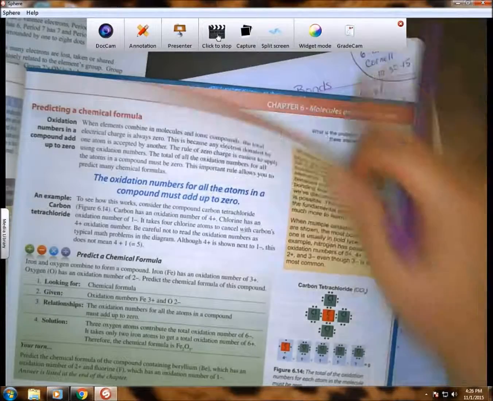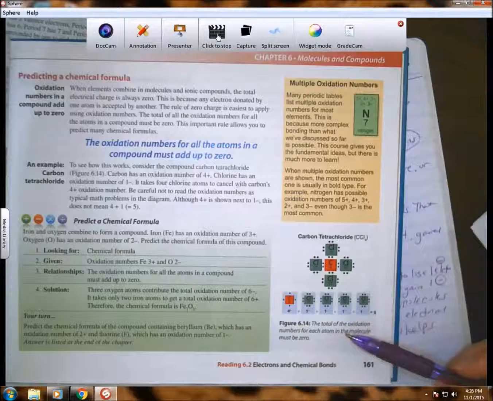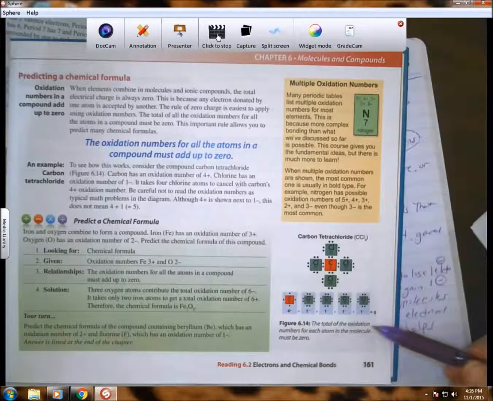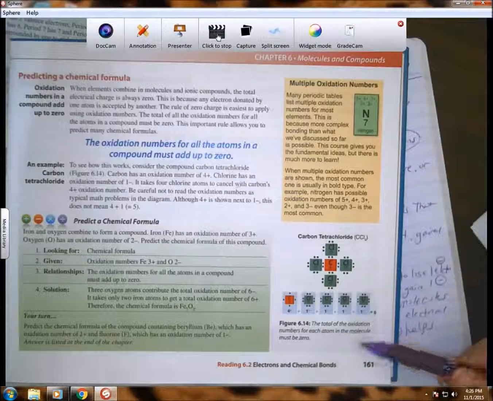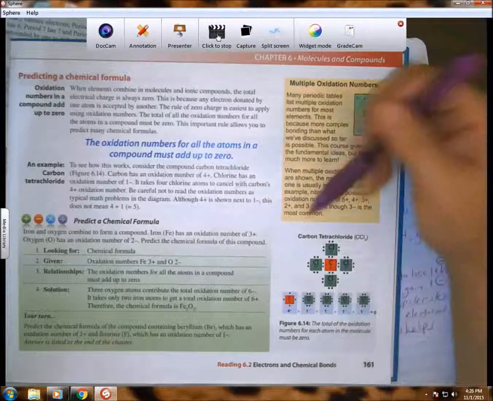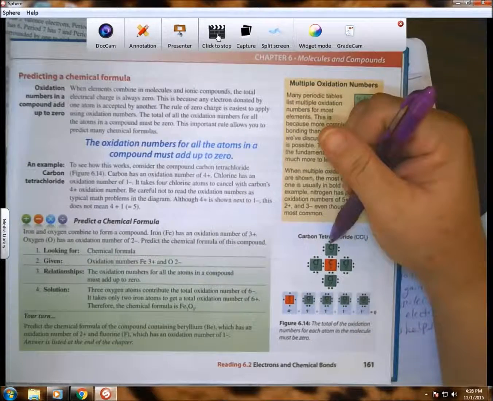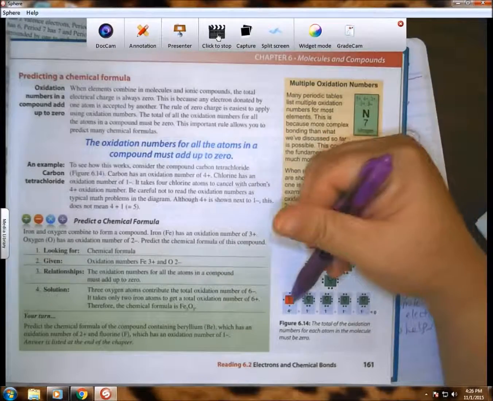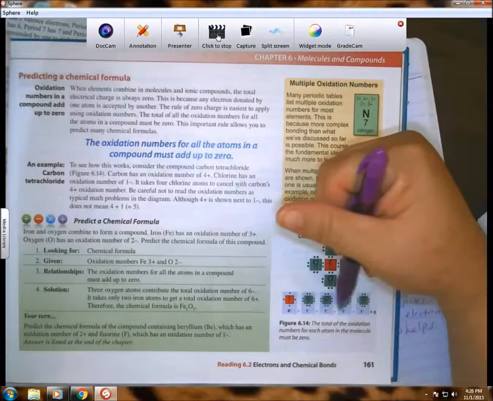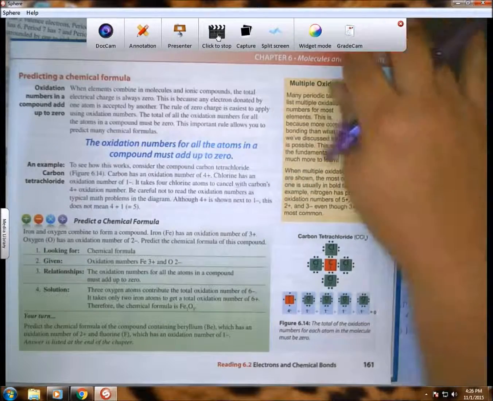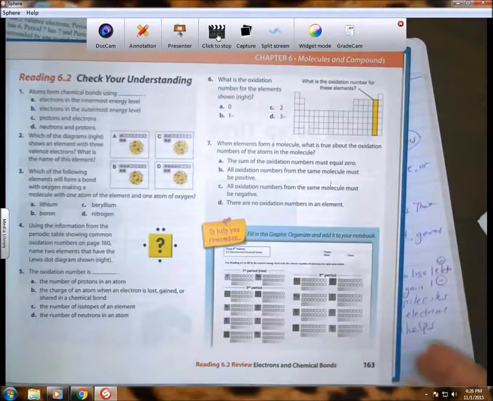Okay, that's interesting. Alright, figure 6.14. The total of oxidation numbers for each atom in the molecule must be 0. So carbon's +4, and we got -1, 2, 3, and 4 equals 0. Okay. Next page, we're almost done.